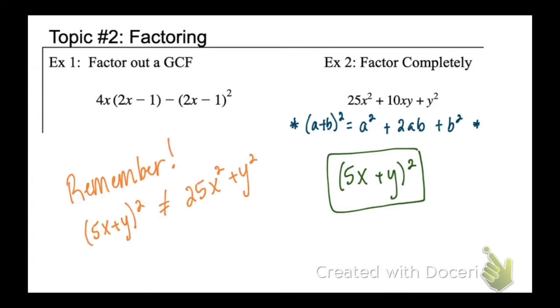A quick note for you, remember that whenever we have a quantity squared, like 5x plus y, we aren't just squaring the 5x and squaring the y. So if we were going backwards on this problem, I would either need to use FOIL or box method to multiply 5x plus y times 5x plus y and get back to 25x squared plus 10xy plus y squared.